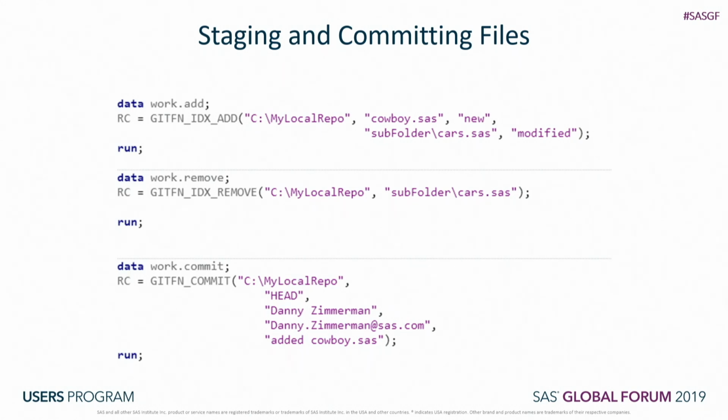Index remove is similar to index add. You just do not need the status of the file. And then commit, you need to pass in the local repository path. Head is the update reference. 99% of the time it's going to be head, so you're committing to the top of the repository. Author name, author email, and then your commit message.